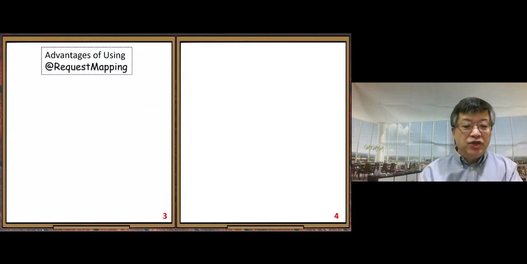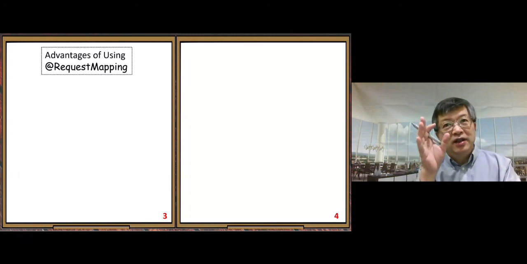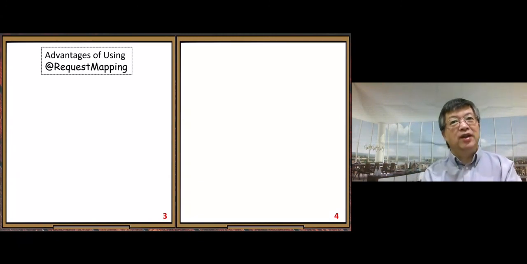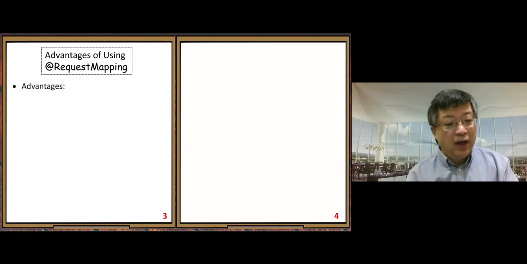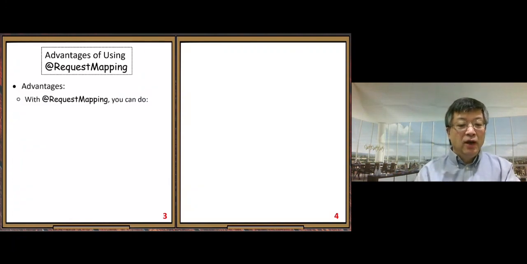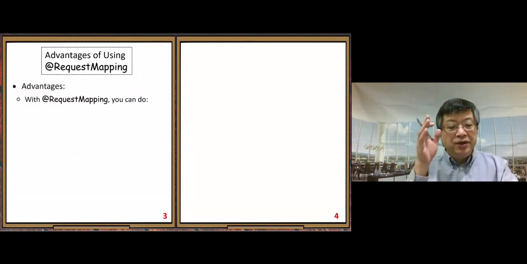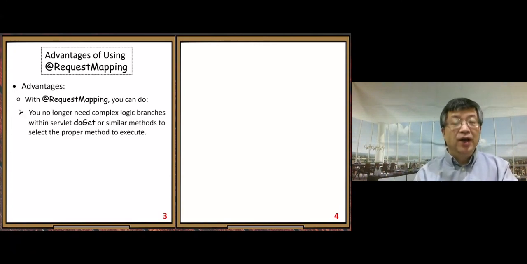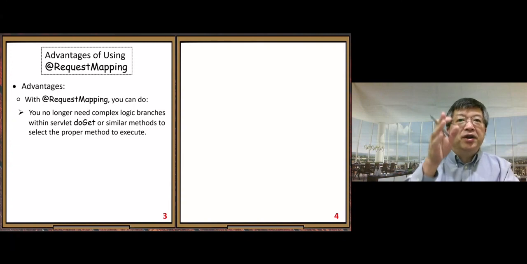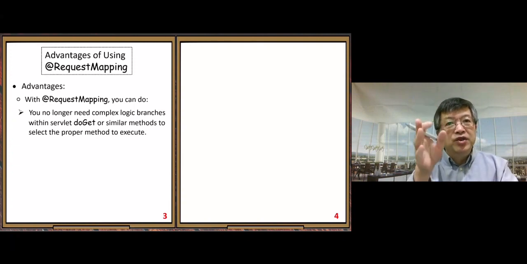First, advantages of using request mapping. Let's look at the advantages first. With request mapping, you can do these things. First, you no longer need complex logic branches within servlet doGet.